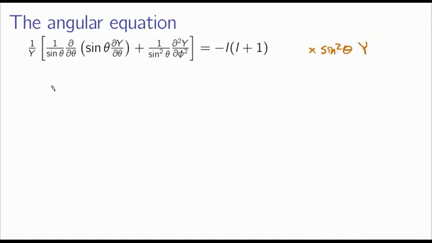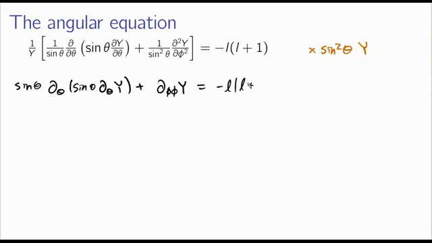That's what I'm doing. When I do that, I get sine theta, partial derivative with respect to theta of sine theta, partial derivative with respect to theta of y, plus the second partial derivative with respect to phi of y. Cancelled out basically everything. 1 over sine squared theta and 1 over y are both cancelled out by this multiplication. That then is going to be equal to minus L plus 1 times sine squared theta y on the right-hand side.